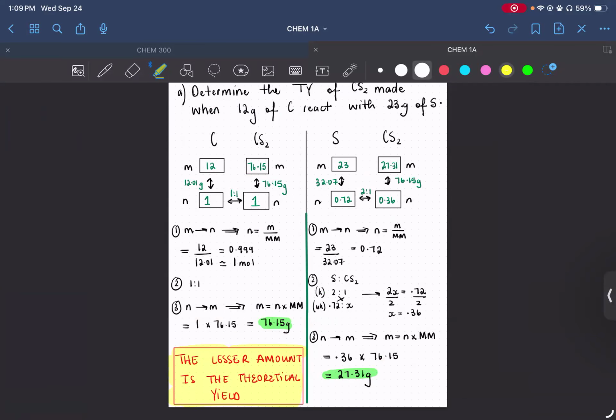This is what now tells us that our theoretical yield is 27.31. We're still not done with the question. Wait, no, wait, yes, we are. We're now done with the question. It's asking us to determine a theoretical yield. So the final answer is 27.31.